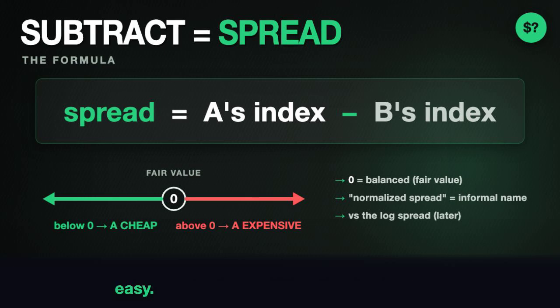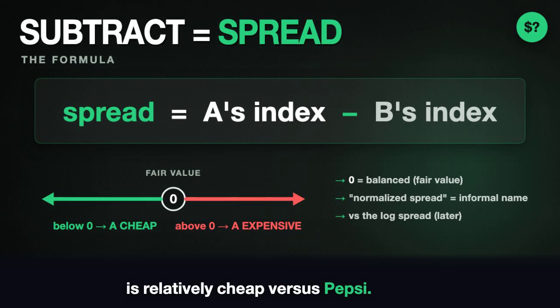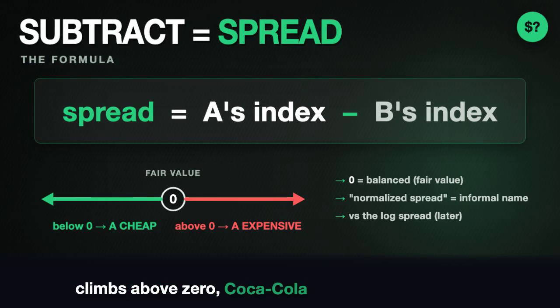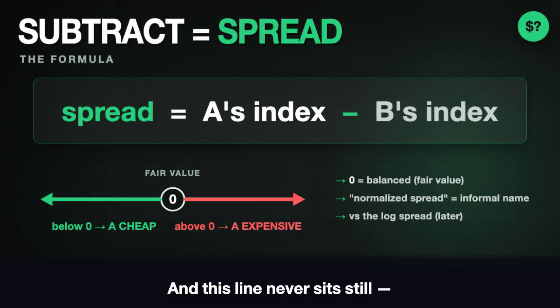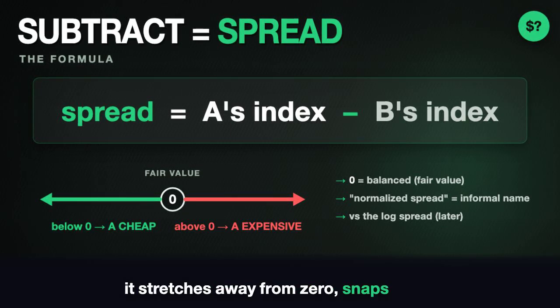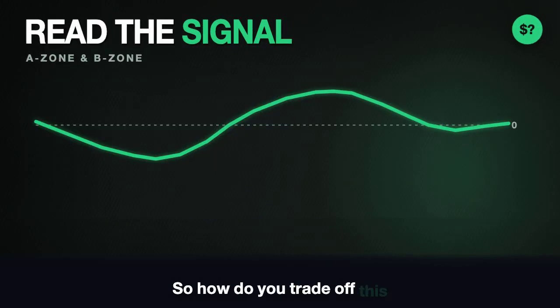Reading this line is easy. When it drops below 0, Coca-Cola is relatively cheap versus Pepsi. When it climbs above 0, Coca-Cola is relatively expensive. And this line never sits still. It stretches away from 0, snaps back, stretches again. It oscillates. So how do you trade off this one line?